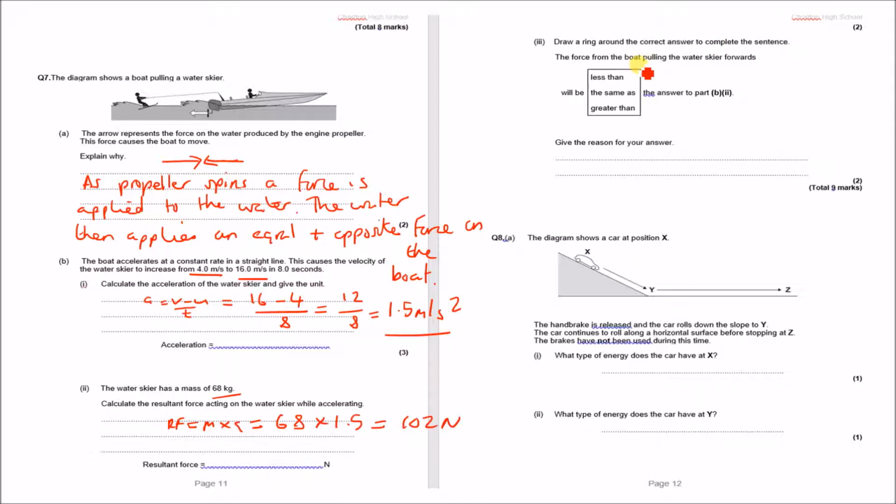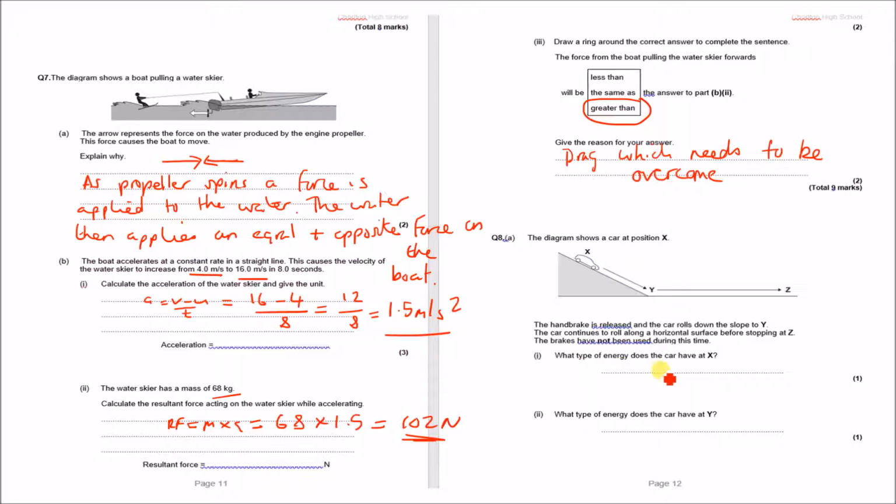Right, the force from the boat pulling the skier forwards will be something compared to answer B part 2. So will it actually be this force? Well, no it won't, because to actually move them forwards you will have some air resistance and some friction in the water, which is drag. So that means it must be greater than, and the reason for that is because there is drag which needs to be overcome. Okay?